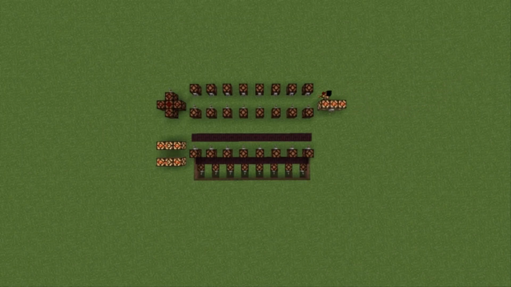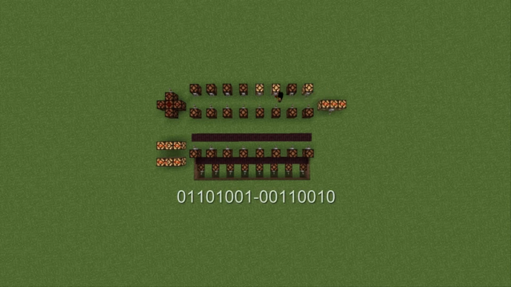We have the two binary numbers 011011001 and 00110010. We will do 1 minus 0, which is 1. Now we have 0 minus 1, which you can't do, so we will go to the left and get a 1 from there and turn it into a 0. So now we carry the 1 into our original problem.